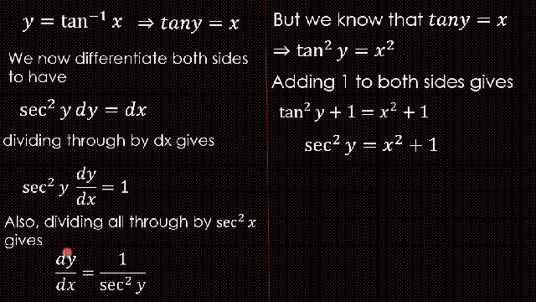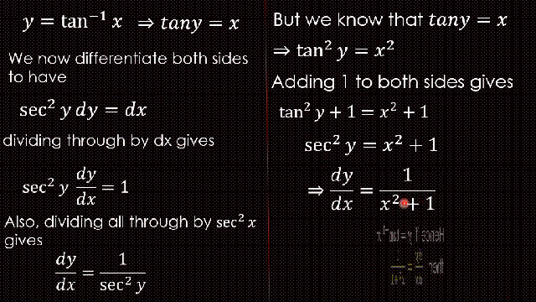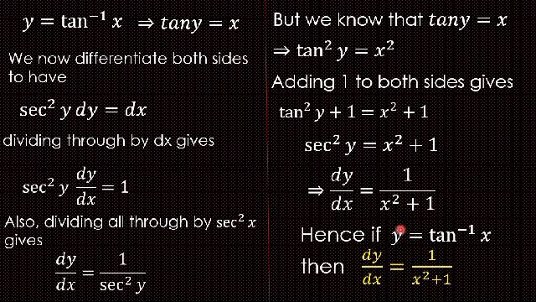Good. So now we are simply going to replace it by what we have. That means we are now going to have dy by dx the same as 1 over sec squared y. Sec squared y, according to this equation, is x squared plus 1. So we simply replace it, and we have dy by dx the same as 1 over x squared plus 1. Great. So we can now conclude, hence, that if y equals tan inverse of x, then the derivative of y with respect to x is 1 over x squared plus 1.